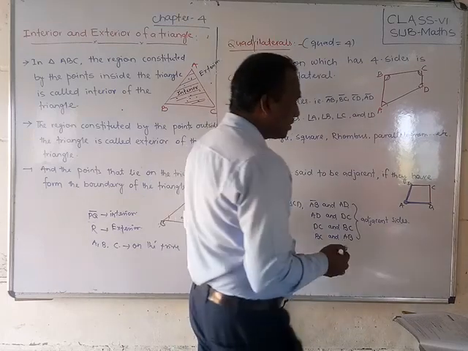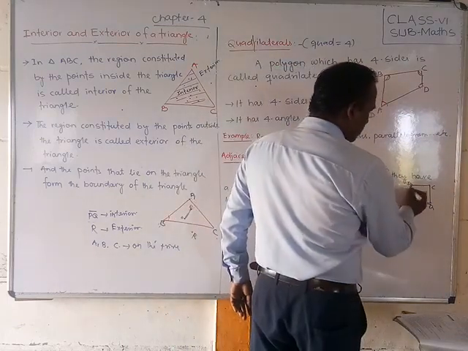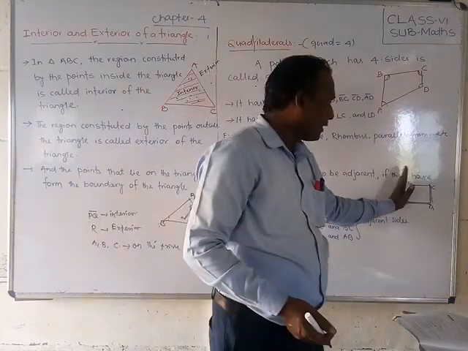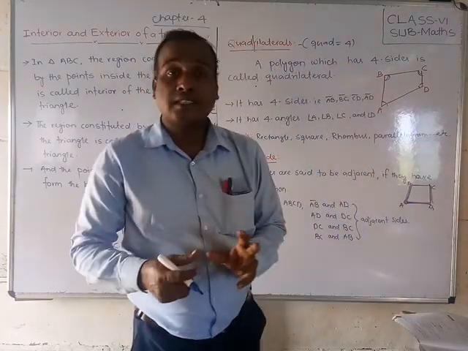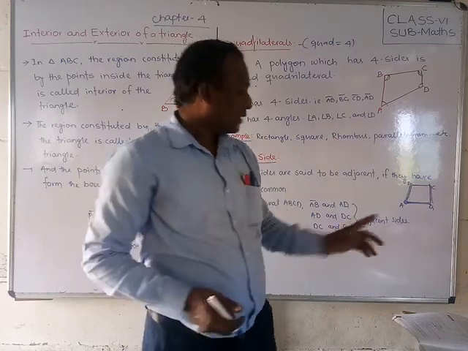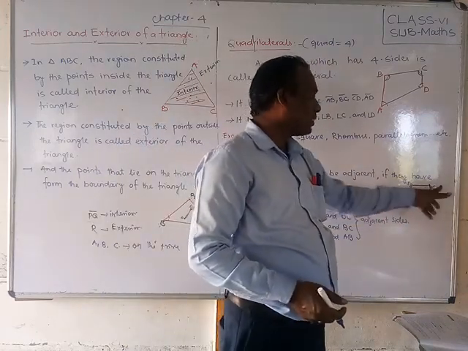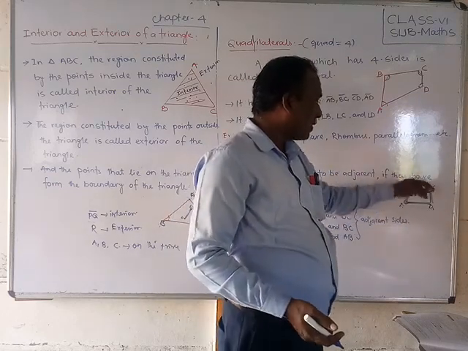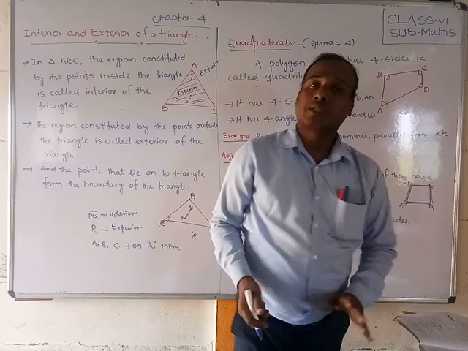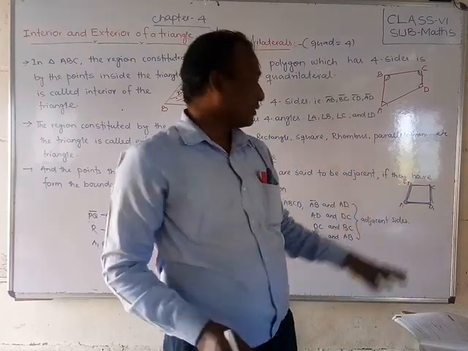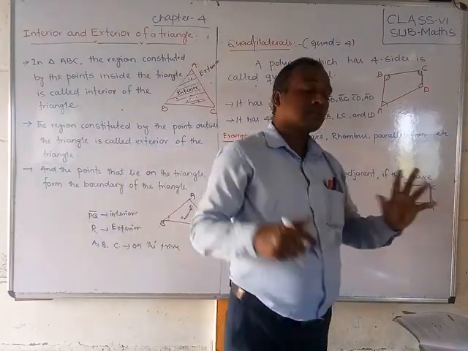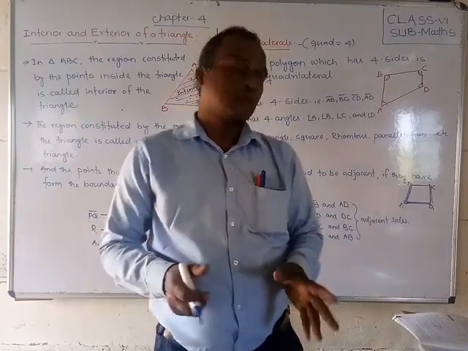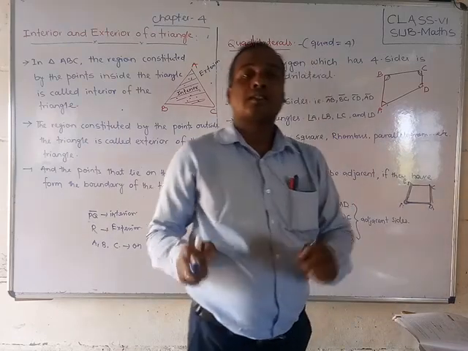Suppose I take AD and BC, two sides. Are they adjacent sides? No. Why? Because AD has two different points, and BC also has two different points. Not any one of them is equal, so there is no common point. All four are different points. So AD and BC are not adjacent sides.